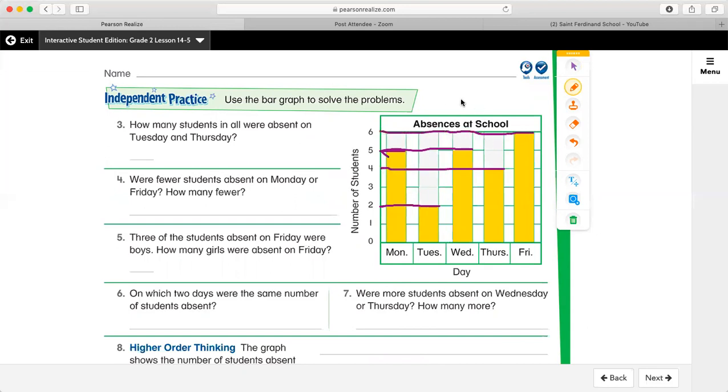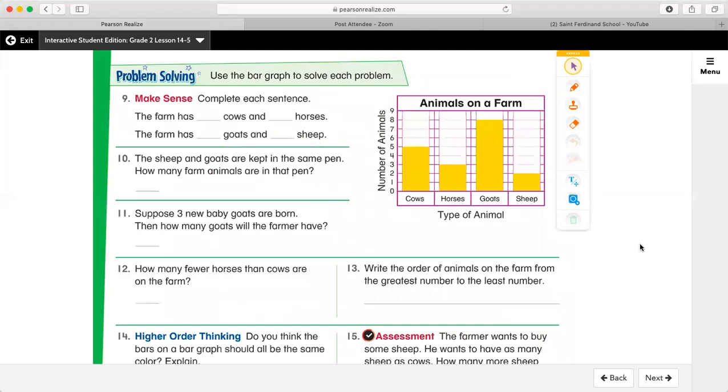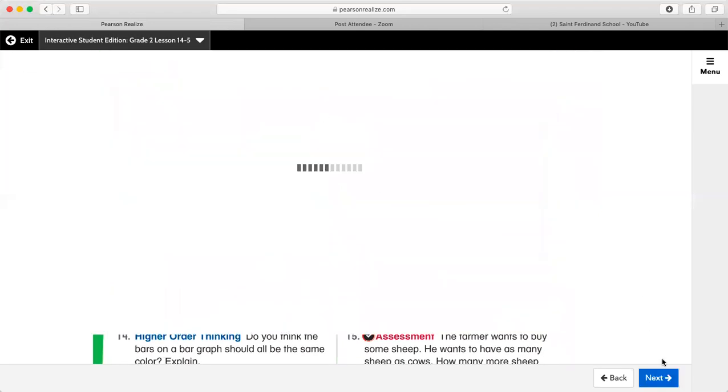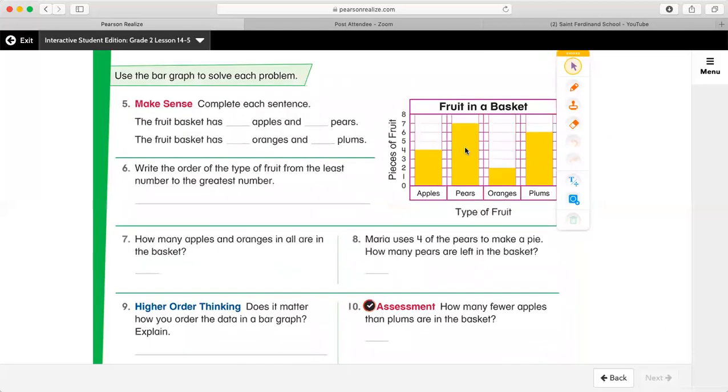So you are going to use this graph here to answer these questions, and then you're just going to continue working. Remember, we worked on giving more detail in what we notice about the graph to draw our conclusions. And when you get to the homework page, they're showing you a picture graph, which is what you did yesterday in math, and back to a bar graph again.